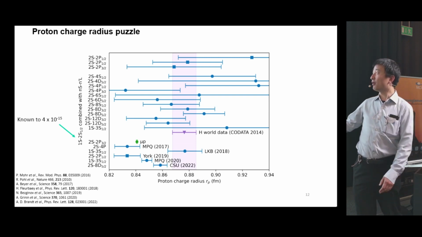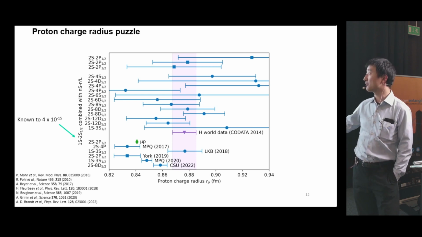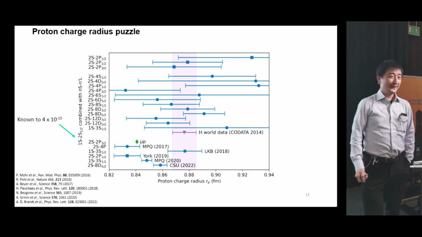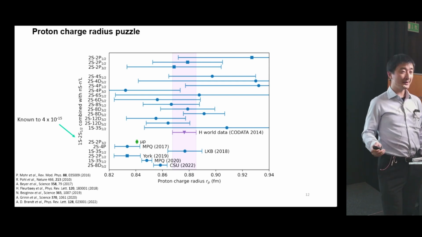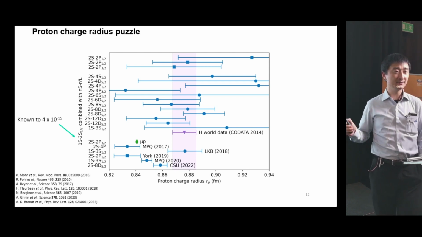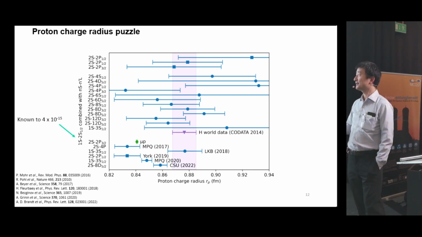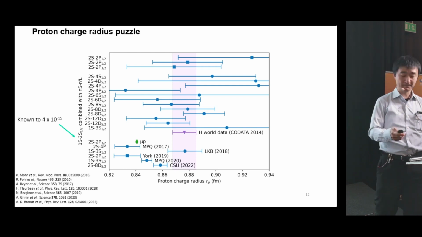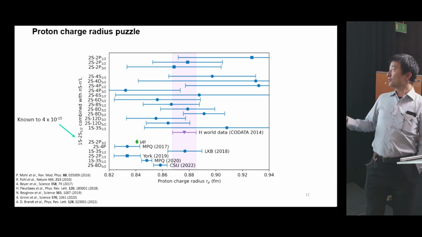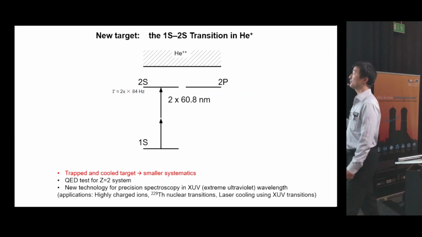Some of them point to these muonic values, some of them point to the old data, and some of them are actually in between. By looking at this, we don't really understand what's going on here, but it still has a chance to be a hint for new physics, and we are very much interested in investigating these puzzles in more detail. To investigate this further, our strategy is to measure something new.